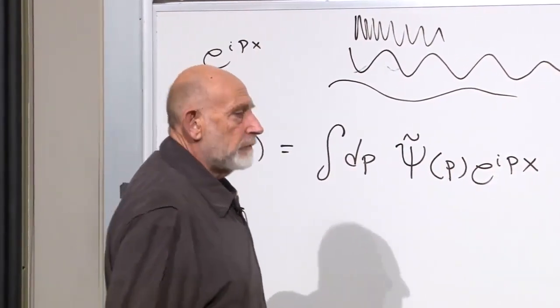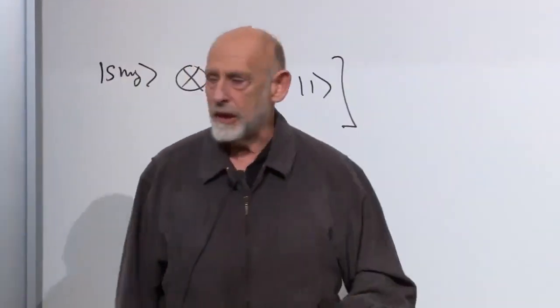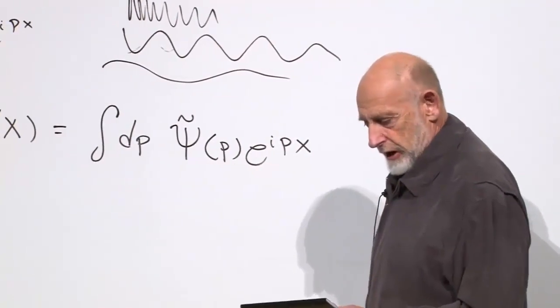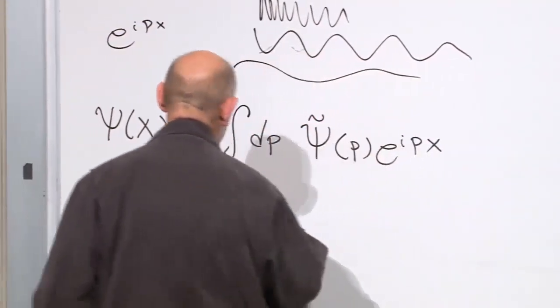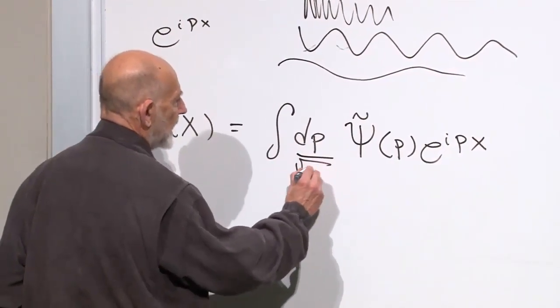Okay? Fourier's theorem is a theorem which tells you how to reconstruct psi twiddle of p. And just for definition, this is purely for definition, I'm going to put a 1 over square root of 2 pi here.